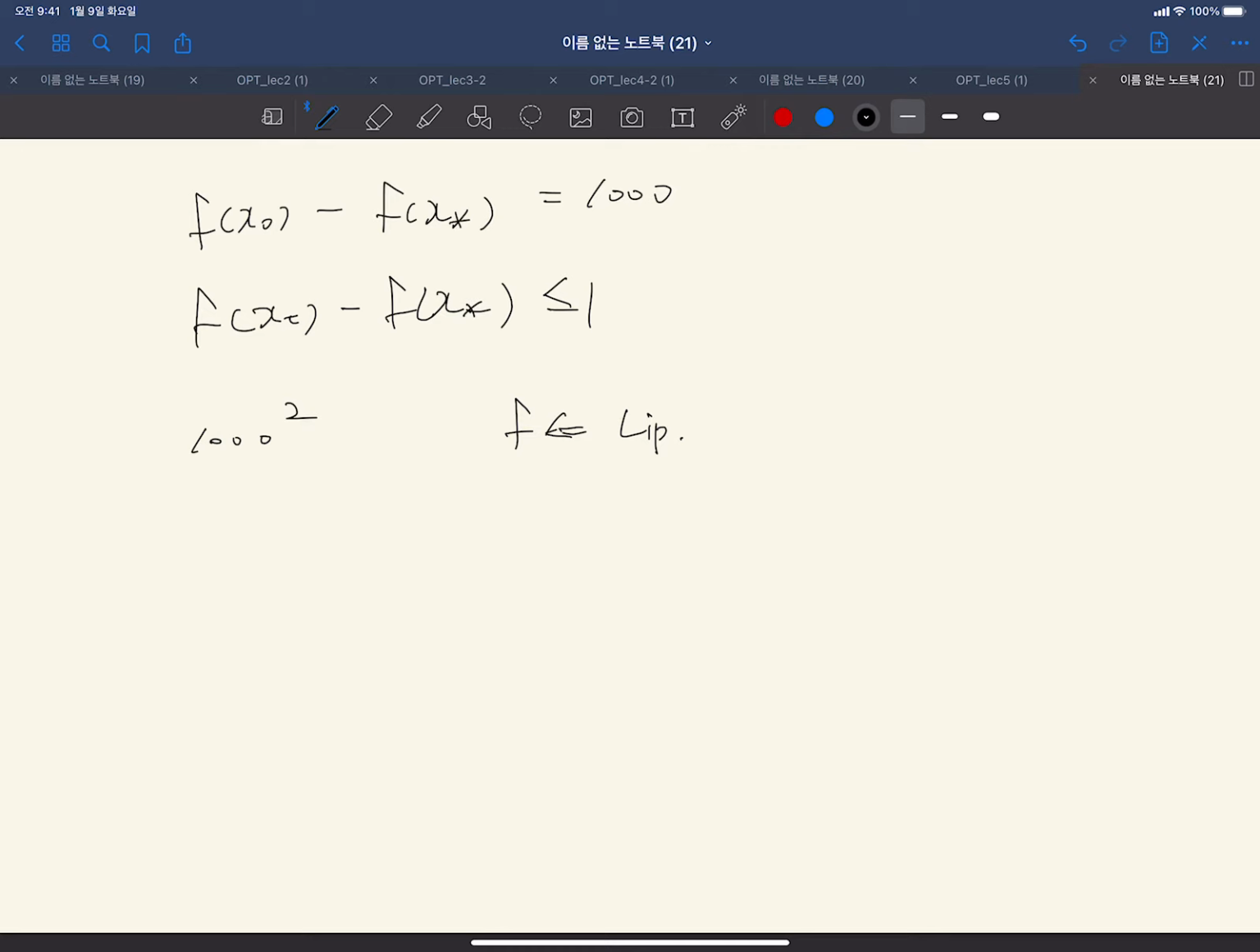And if the function is beta smooth, then with learning rate 1 over beta, we just need 1000. And if the function is alpha strongly convex and beta smooth, and alpha and beta are close enough, then we can achieve less than 1 error with a few iterations, because the error is proportional to this term. So the error decreases exponentially, and the convergence speed is even faster when alpha and beta are close to each other.